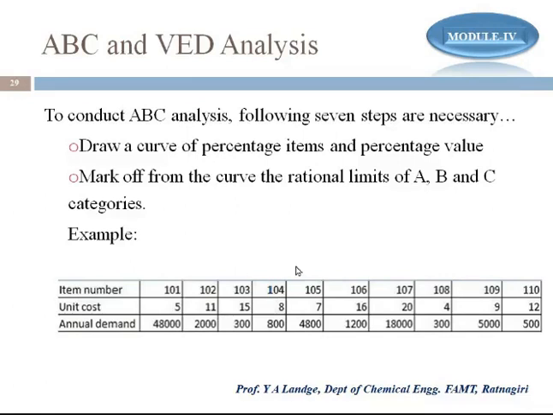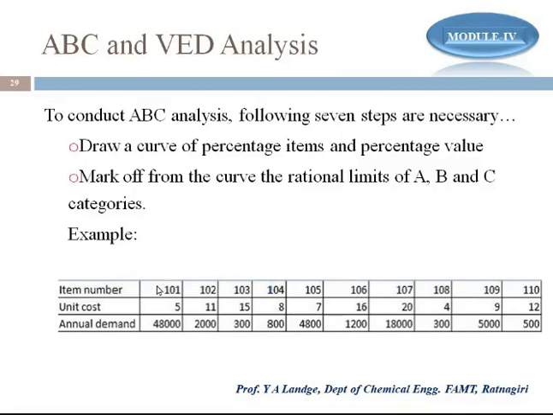There may be some confusion over the seven steps. With the help of an example, we can easily understand what ABC means and how we categorize the items. So let's see. This is the example. In the first row, it mentions the item number.